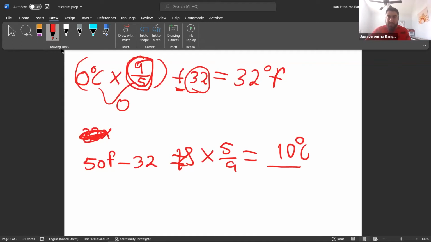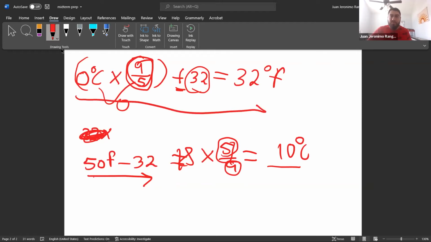So if I'm going towards Celsius, which is a smaller number, the smaller number goes on top and the larger number goes on bottom. If I'm going from Celsius to Fahrenheit, which is the bigger number, I put the bigger number, which is 9, on top. So that's how I remember it. There are post-lab questions there. I would try those as practice.